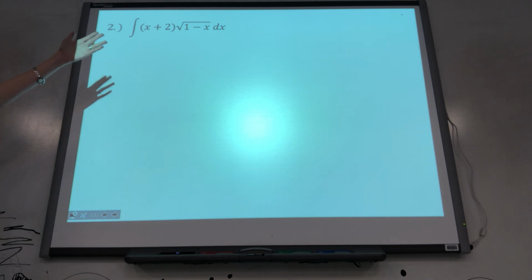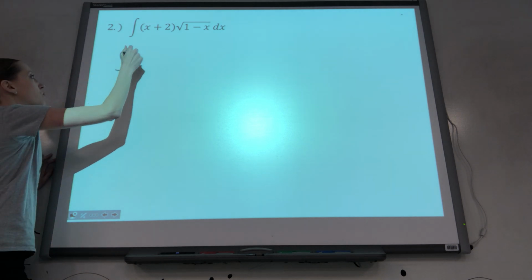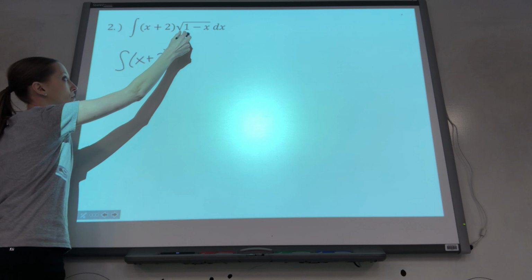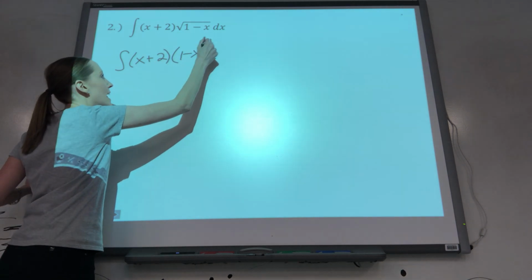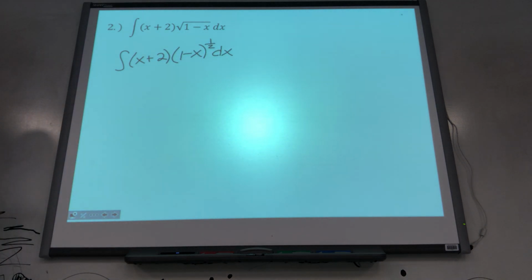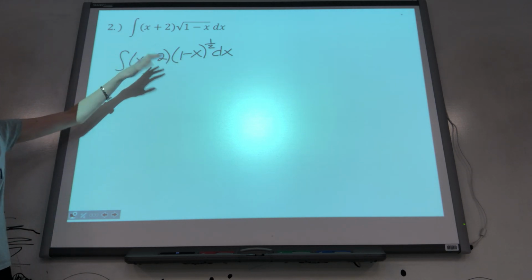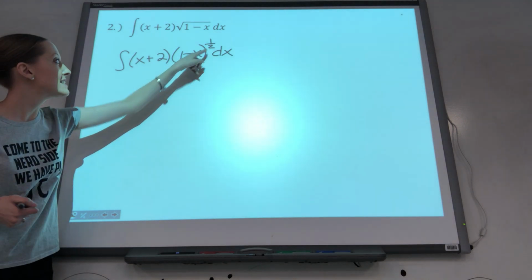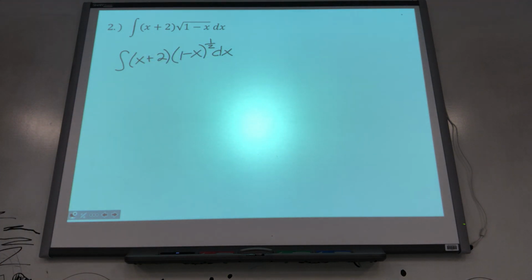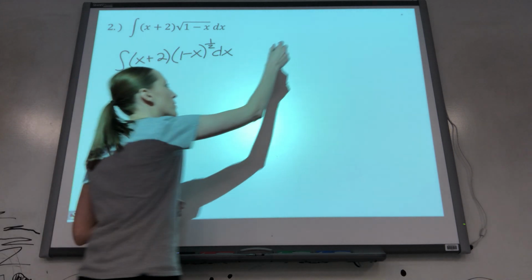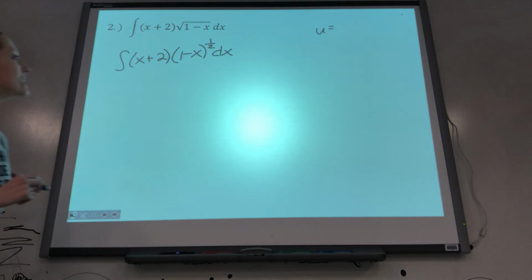So as I look at this integrand, x plus 2 times the square root of 1 minus x, I could rewrite the square root as 1 minus x to the 1/2 power, but even doing that, I can't really simplify this. These are not allowed to be FOILed since that quantity is to the 1/2 power. So my brain is telling me that I probably need U substitution.